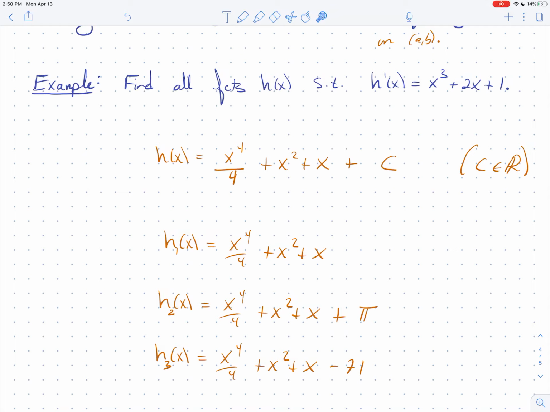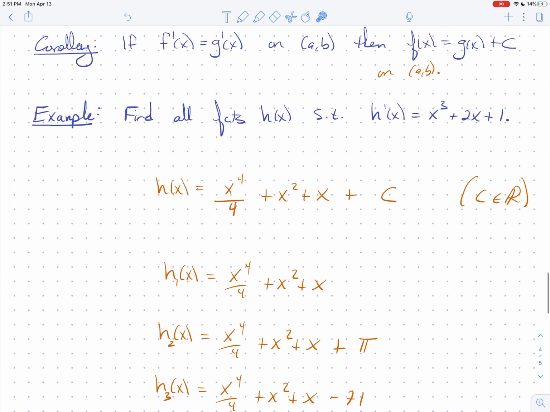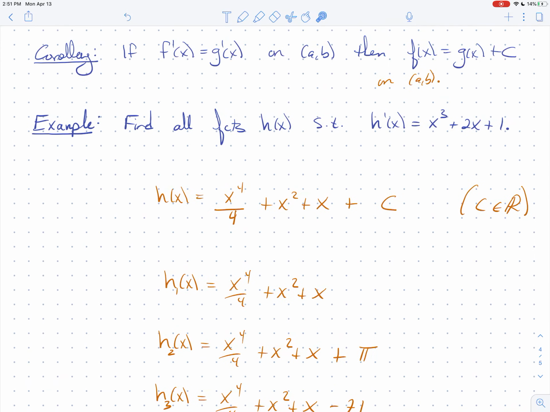The point is this. If your derivative looks like x cubed plus 2x plus 1, if that's what your derivative is, then you are this function plus or minus some number. That's it. That's the only options. And that's what this corollary is saying. So we'll explore this more in the next section, but I wanted to go ahead and mention it now.